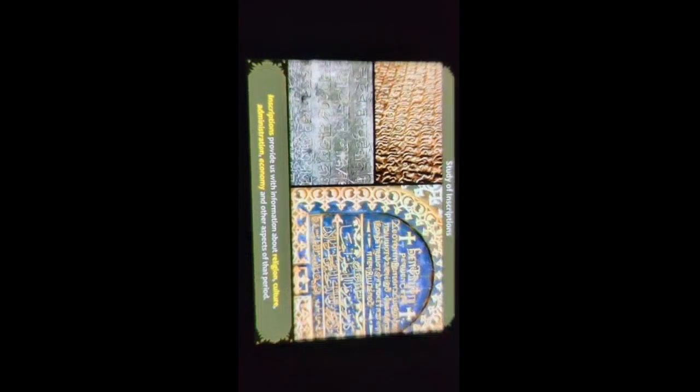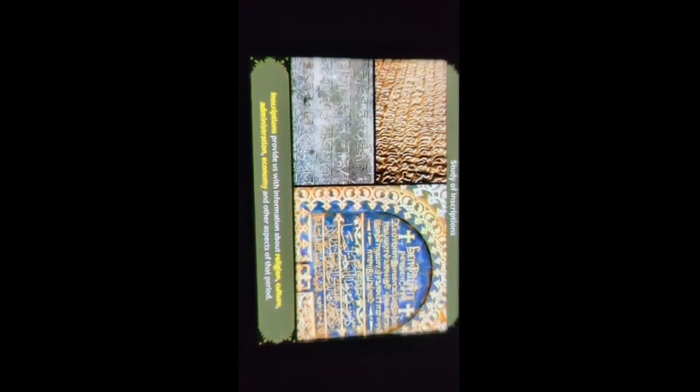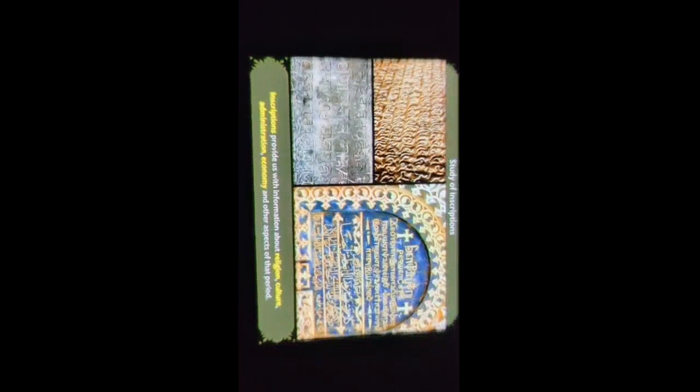Inscriptions provide us with information about the religion, culture, administration, economy, and other aspects of a given place during that period. The earliest inscription found in India was written by the Mauryan Emperor, Ashoka. These inscriptions were engraved on rock edicts, slabs, and stone pillars.